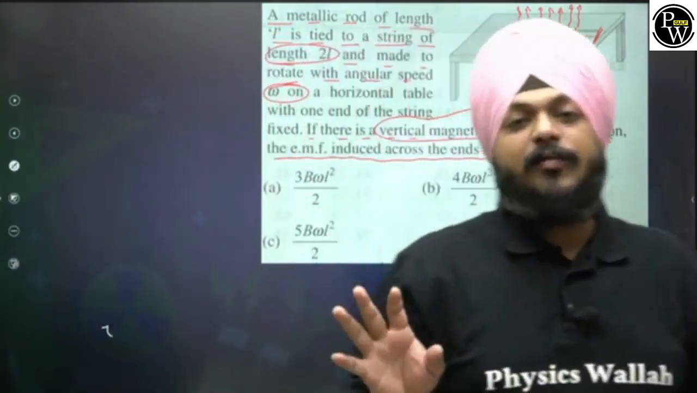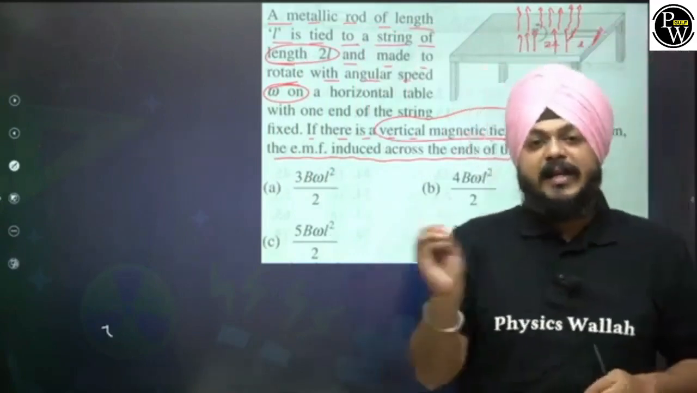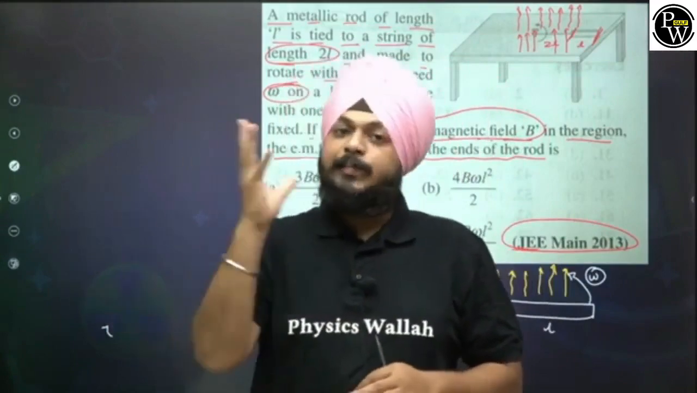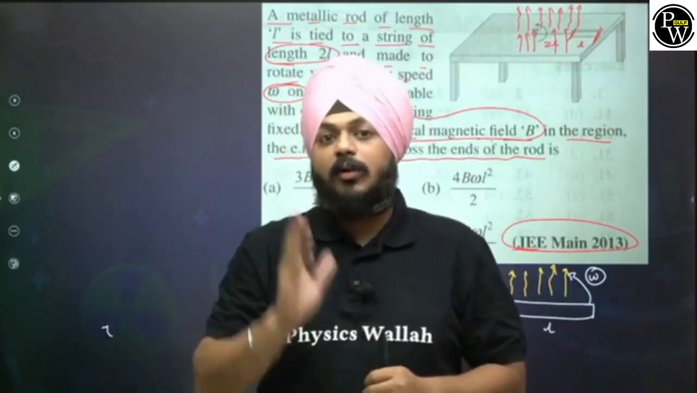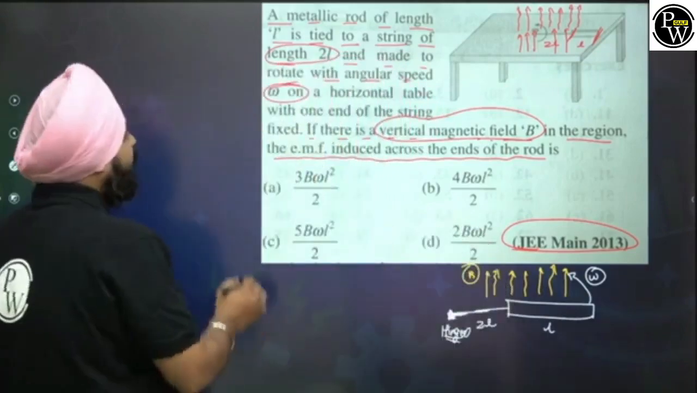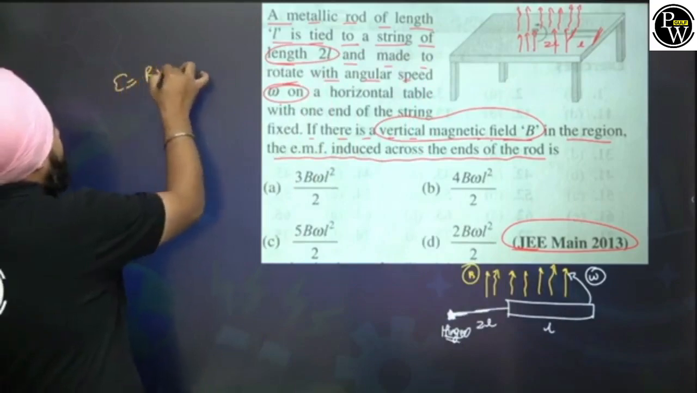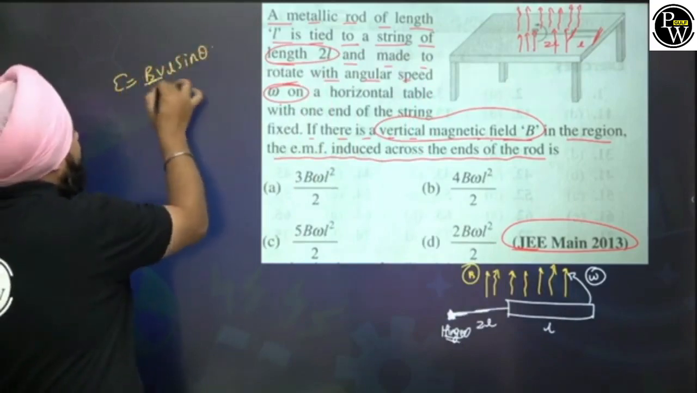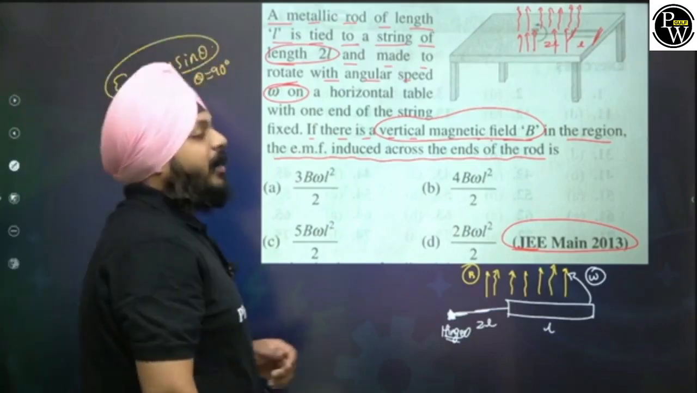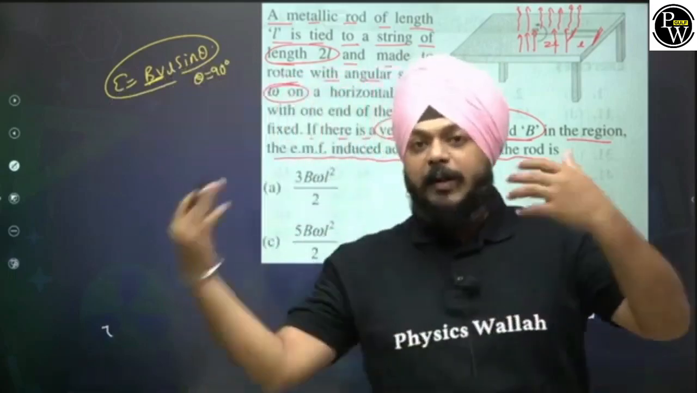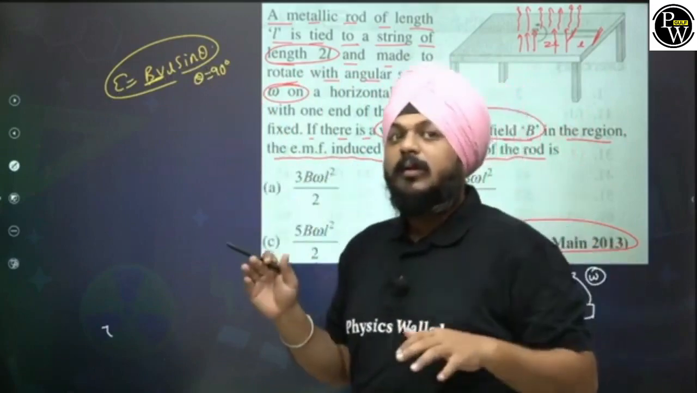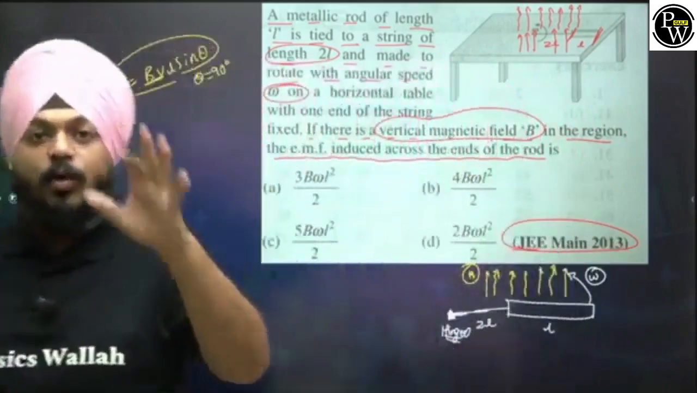Whenever this kind of question comes up, the first step is to check whether the velocity is perpendicular to the magnetic field or not. The main formula of the EMF is B V L sine theta. If B and V are perpendicular to each other, then theta is 90 degrees. If they are parallel or anti-parallel, then immediately the EMF across the rod will be zero.